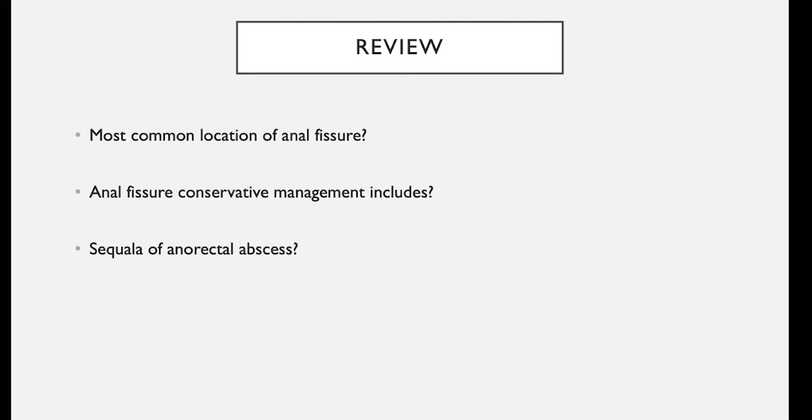Sorry, so the most common location, I also put in the chat, is the posterior midline. Conservative management includes sitz baths and a high fiber diet. You can also do a glutathione cream or nifedipine cream. Alternatively, also Botox or chemodenervation.